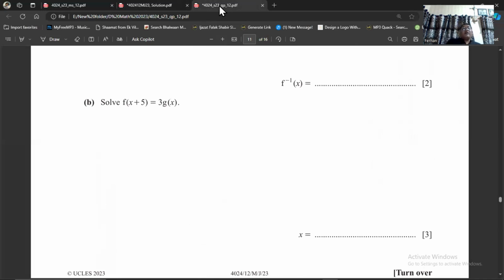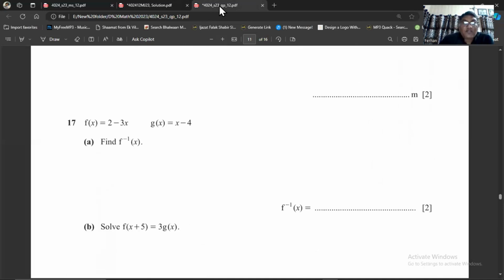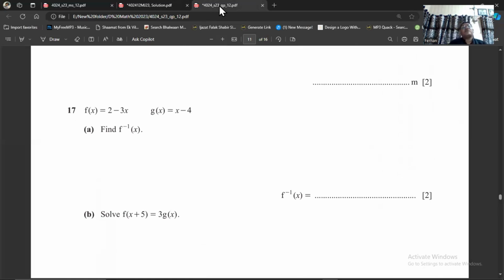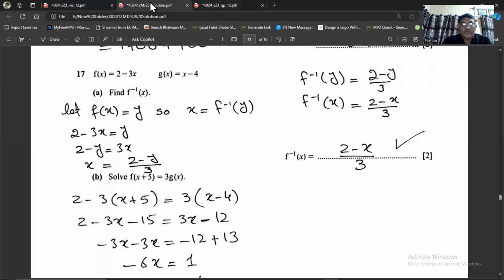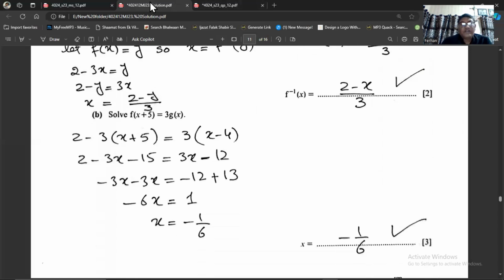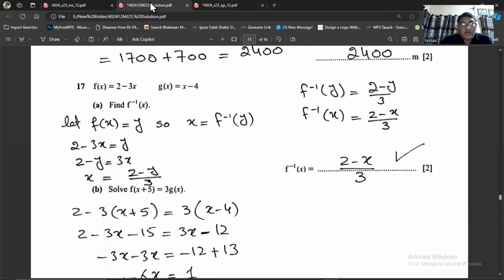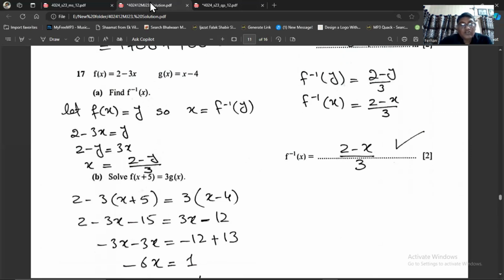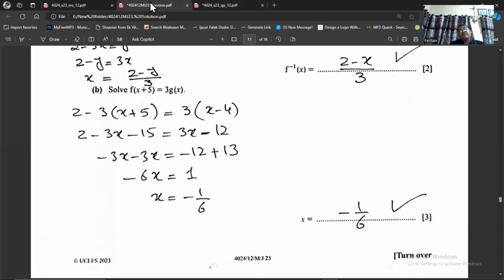He says solve, and here we have f of x plus 5 is equals to 3 times g of x. Okay, so we have those formulae of f of x. I will put in the place of x, x plus 5, and then I will write that expression equals to 3 times g of x. So I have done this. Let me show you. So it will be 2 minus 3 bracket start x plus 5 that goes equals to 3 times bracket x minus 4. So you will have 2 minus 3x minus 15, and that will be equals to 3x minus 12.